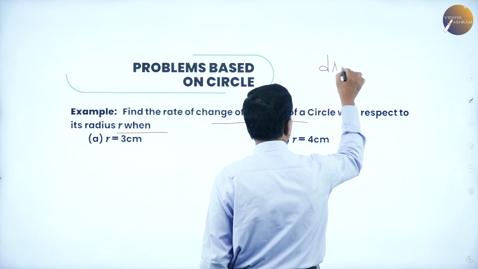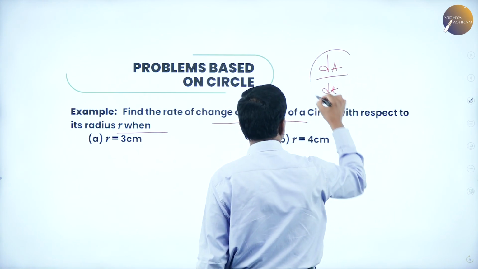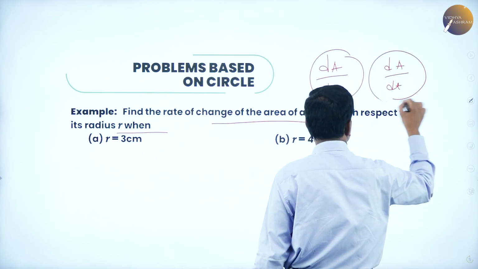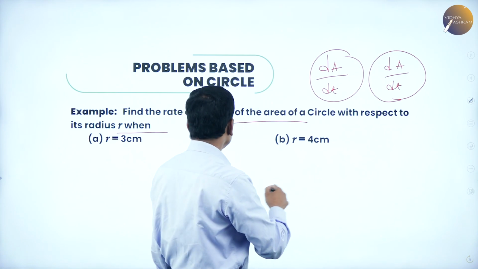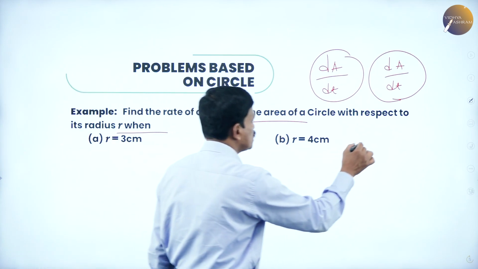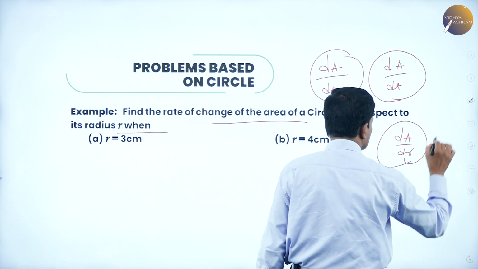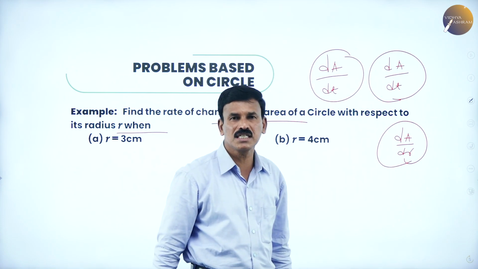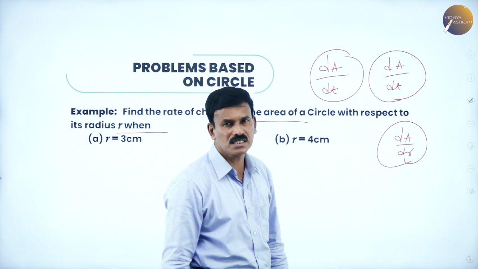Rate of change of area means dA by dt, with respect to time t. dA by dt is the rate of change with respect to time t. Now suppose the rate of change of area of a circle with respect to r is nothing but dA by dr. So rate of change of area with respect to time is denoted as dA by dt. Rate of change of area with respect to radius is denoted as dA by dr.